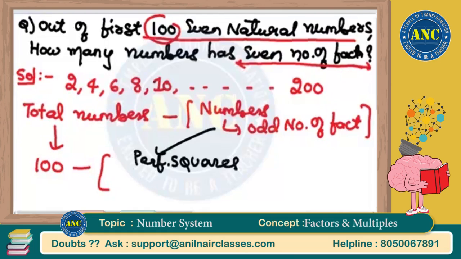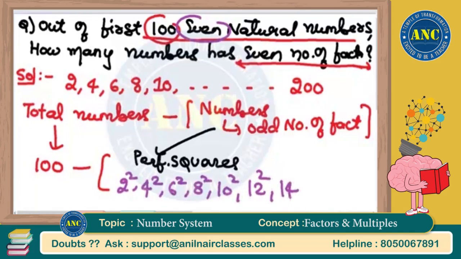Perfect square, 1 square we cannot take. The domain is an even number. What are all the perfect squares till 200? 2 square, 4 square, 6 square, 8 square, 10 square, 12 square, 14 square. Why am I not taking 1 square, 3 square, 5 square? Domain is an even number.